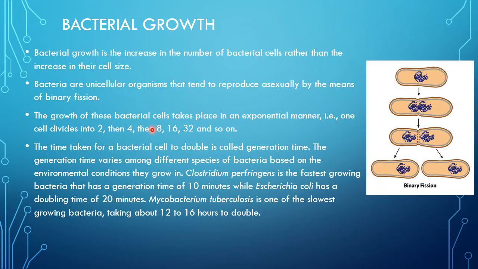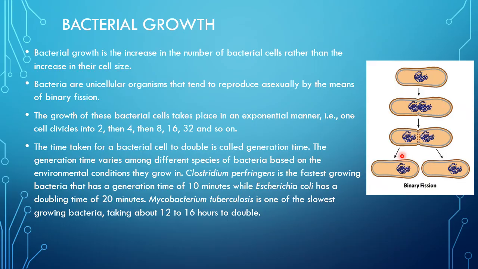The time taken for a bacterial cell to double is called generation time. The generation time varies among different species of bacteria based on the environmental conditions they grow in. So the time taken for a single cell to become 2 is called generation time, and it varies in different species of bacteria. There are certain species of bacteria which take only a few minutes for one cell to become 2, whereas certain other bacteria take hours.